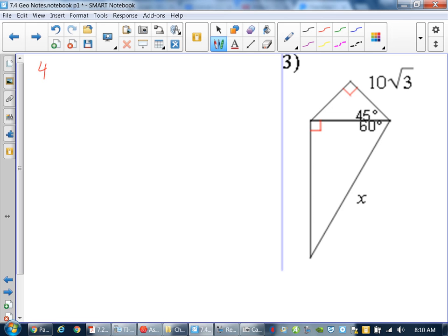So I have a 45, 45, 90. We know opposite which side? 45. 45, very good. You know that opposite the 45 is 10 root 3, which means opposite the 90 would be 10 root 3 times the square root of 2, which is 10 root 6. 10 root 6, very good.